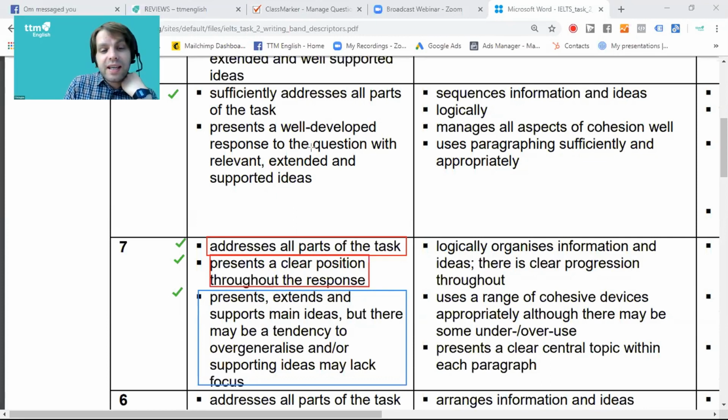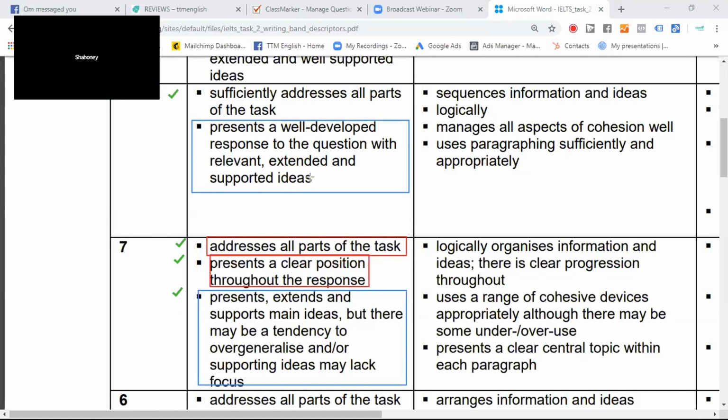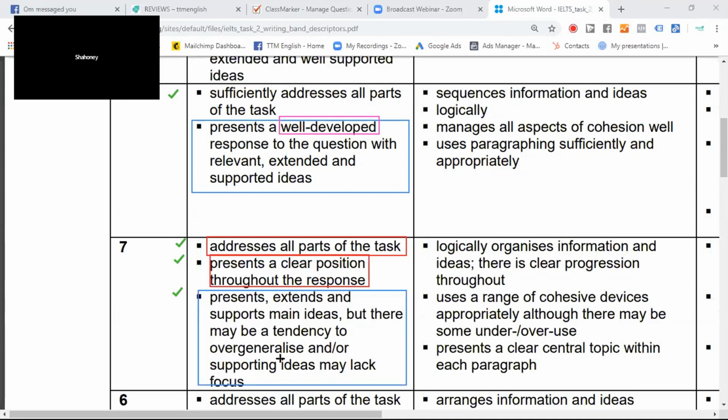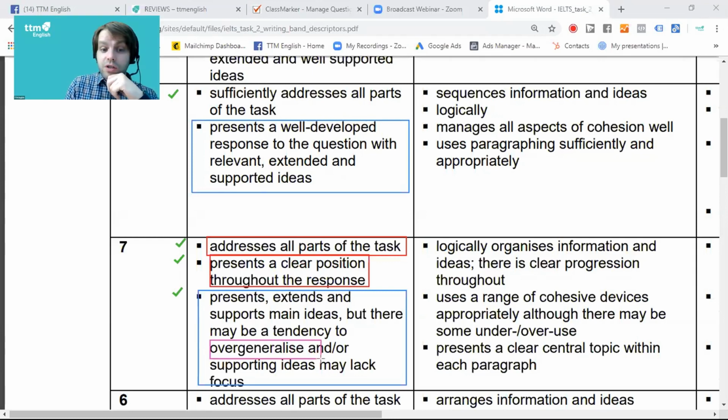Good. What are the key words here, guys? These are both the same. Can anyone tell me? I want you to look at both of these and tell me key words. Keywords means important words, right? Ian or Shahani or Michaela, what are the most important words here? Well-developed responses. Well-developed. Good. Anything else? Relevant. Relevant. Good. And overgeneralize and supporting something like. Yeah, those are some negative ones.